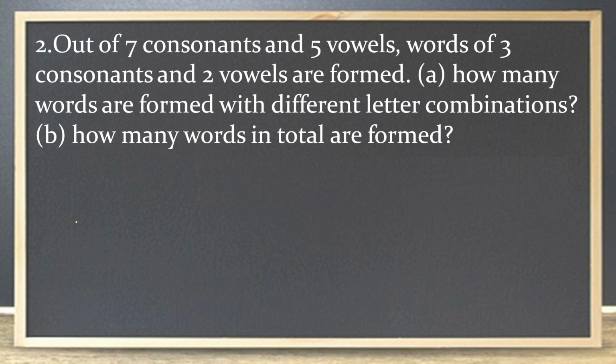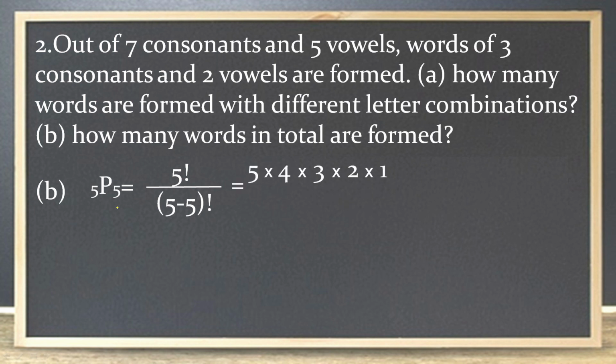So for B, let us find 5P5. That is the 5 letters, taking all 5 at a time. So that becomes 5 factorial over (5 minus 5) factorial. So we have 5 times 4 times 3 times 2 times 1 divided by 5 minus 5, which is 0, which is 0 factorial. So 5 times 4 times 3 times 2 times 1 will give us 120, divided by 0 factorial, which is 1. So we have 120.